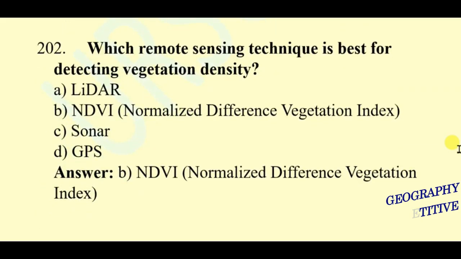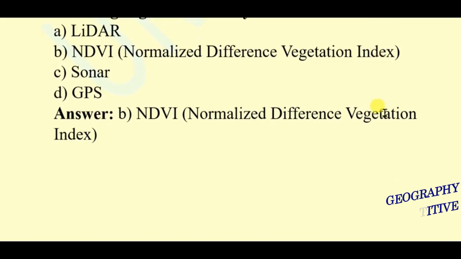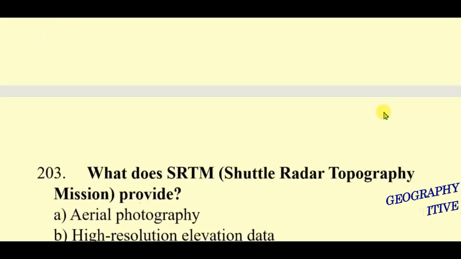Question 202. Which remote sensing technique is best for detecting vegetation density? LiDAR, NDVI normalized difference vegetation index, sonar, GPS. Here the right answer will be NDVI, or normalized difference vegetation index. Here the question is detecting vegetation density, so this vegetation index will be applicable.